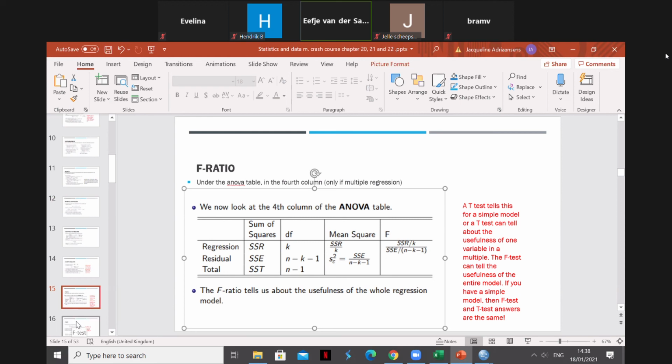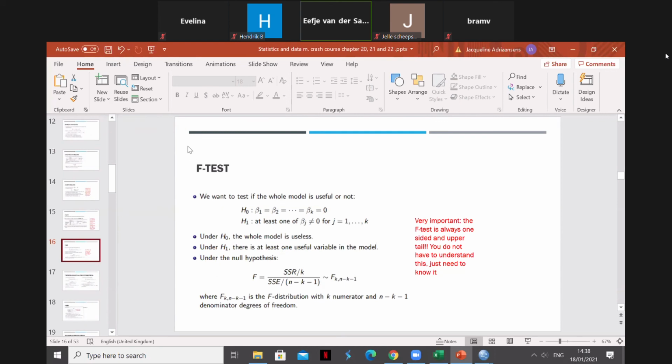Okay, that's easier said than done, of course. Here's an F-test. And an F-test is actually just sort of a t-test, only with more variables. So what you want to test is whether the whole model is useful or not. Your null hypothesis is the following: beta 1 equals beta 2 equals up to beta k equals 0. So for example, if there are 5, then your k will be 5, and everything in between is 0. And your alternative hypothesis is that at least one beta j is not 0, for j is 1 until k.